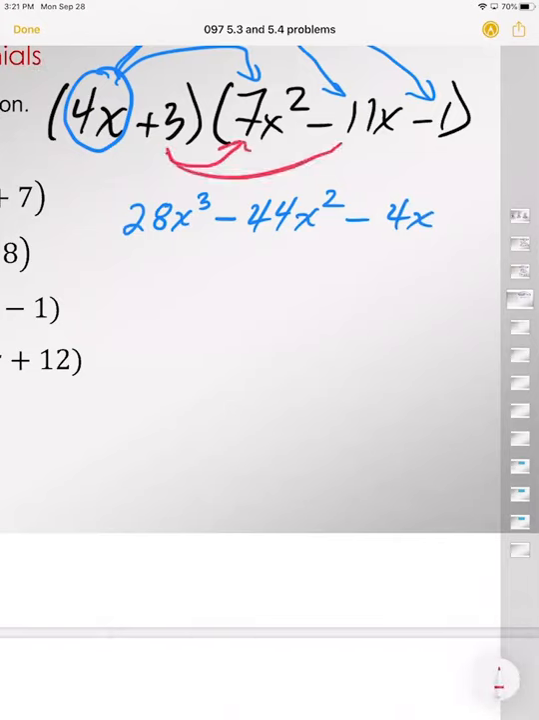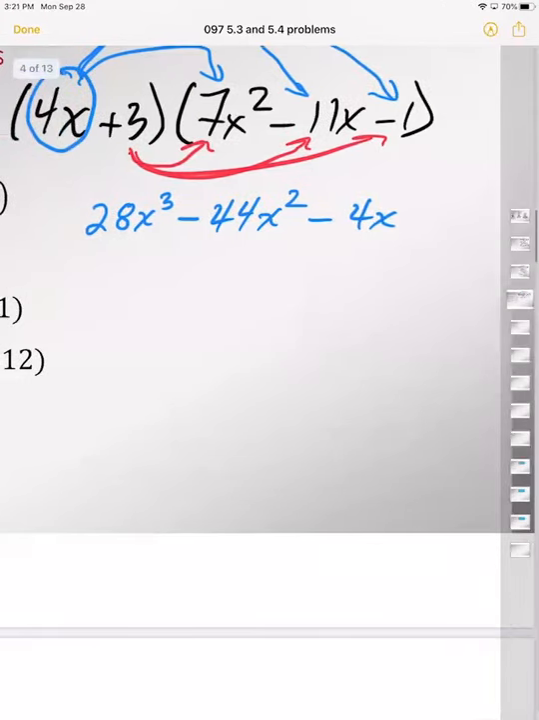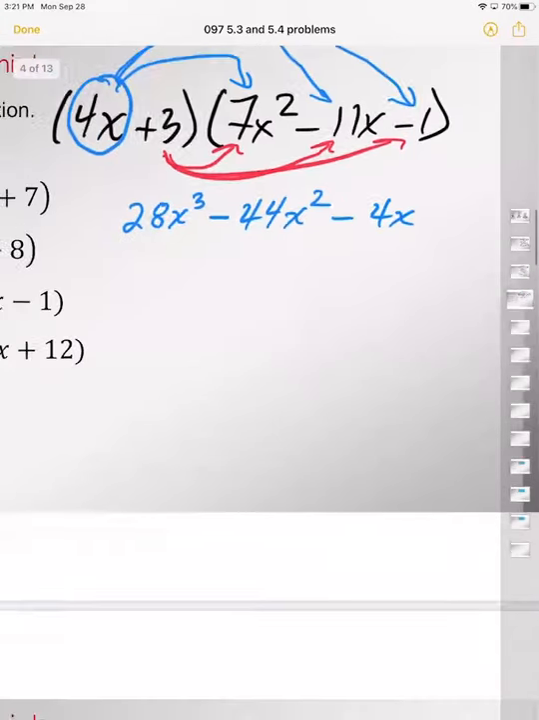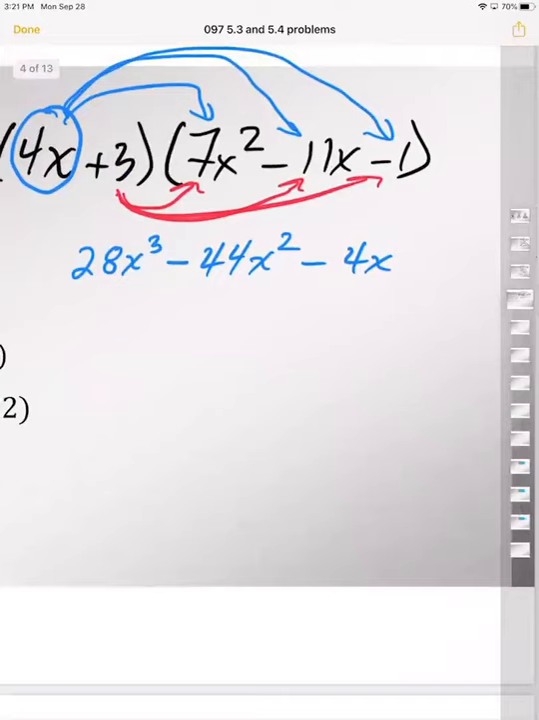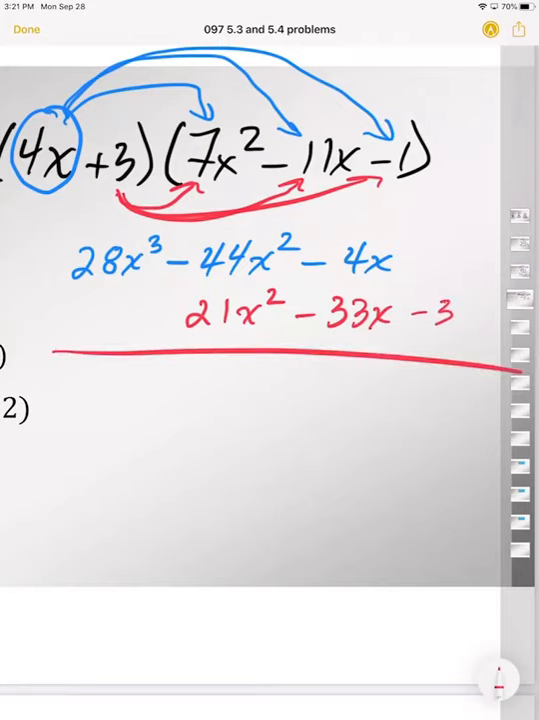Very repetitive. Similarly, I need to take this 3 and distribute it to those 3 items. In my item, this is what I have: 3 times 7 to give me 21. Bring down my x squared. 3 times a negative 11 to give me a negative 33. Bring down my x. And 3 times negative 1 to give me a negative 3. And as you can see, my x squared is here, my x is here. Those are my like terms.